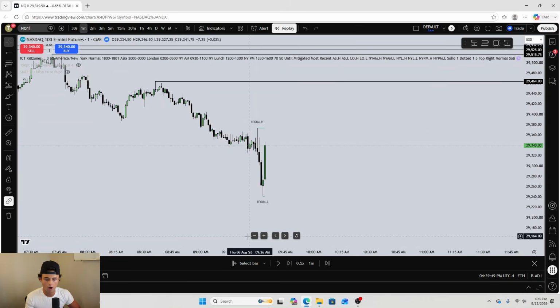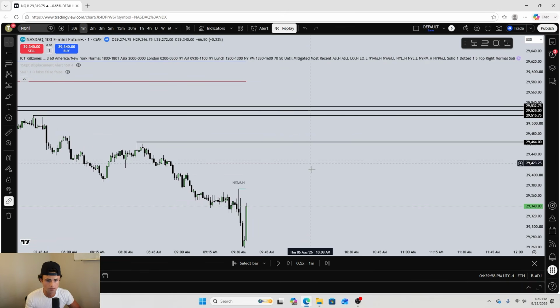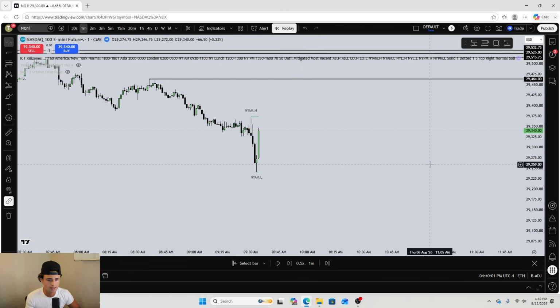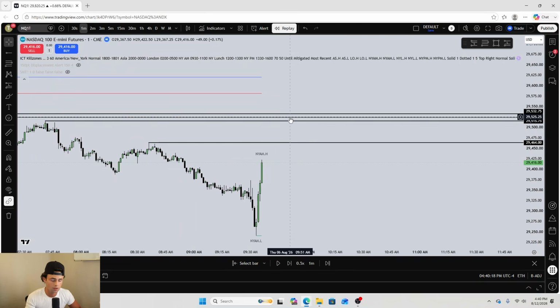So right now, there are no draws of liquidity lower. So we're not reacting off of anything, but I do see big displacement towards all of these draws of liquidity higher. So I could be waiting for a continuation type trade, but we'll see what happens. Okay, so as you can see, we have crazy displacement toward these draws of liquidity higher.